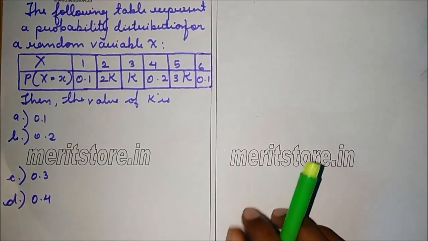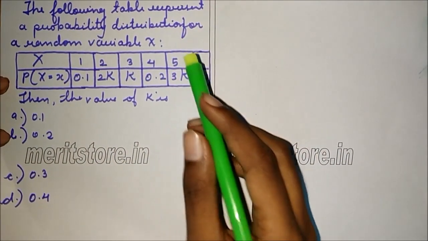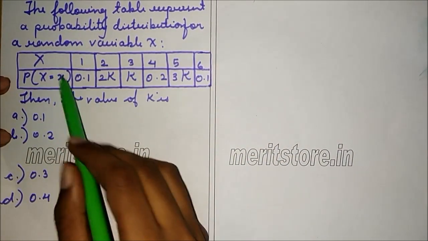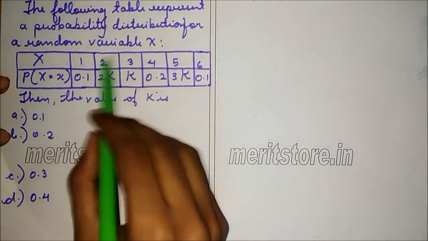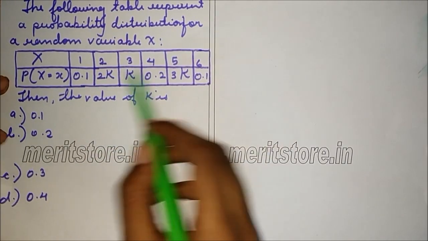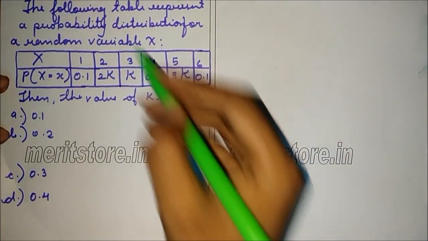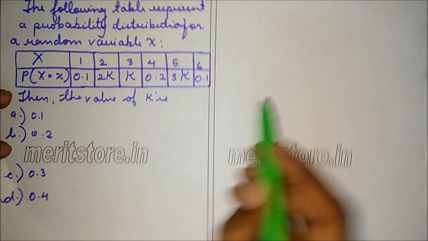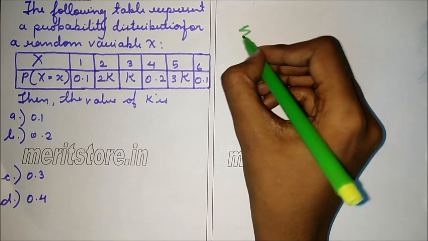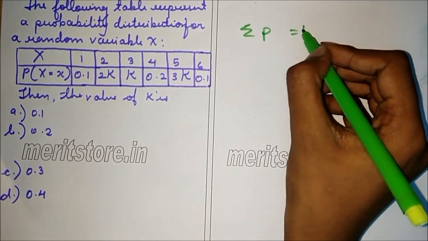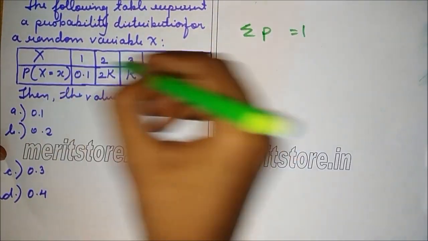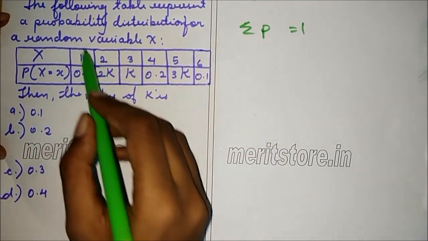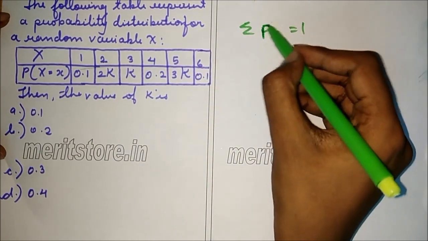The following table represents the probability distribution for a random variable x, and the table is given as x values 1 2 3 4 5 6, and various values of k are given for each x. So what is the value of k? So we can say summation of p is equal to 1. The sum of all the probabilities for all the values of x is 1.